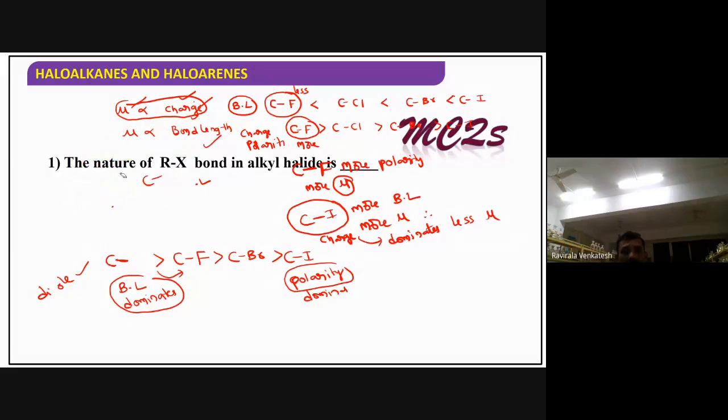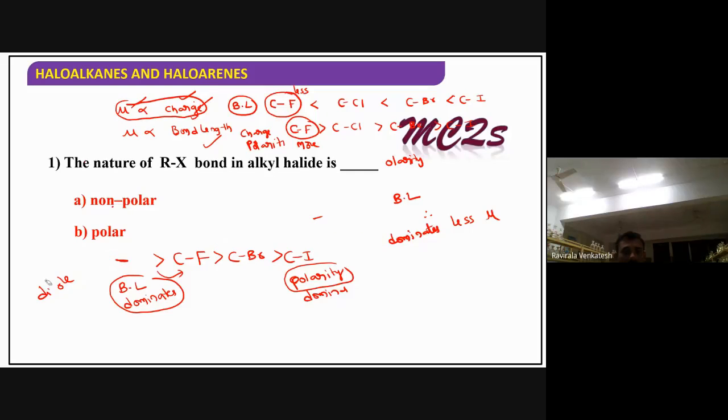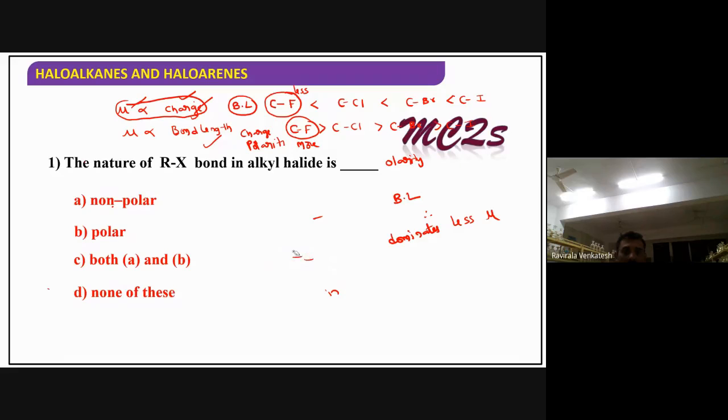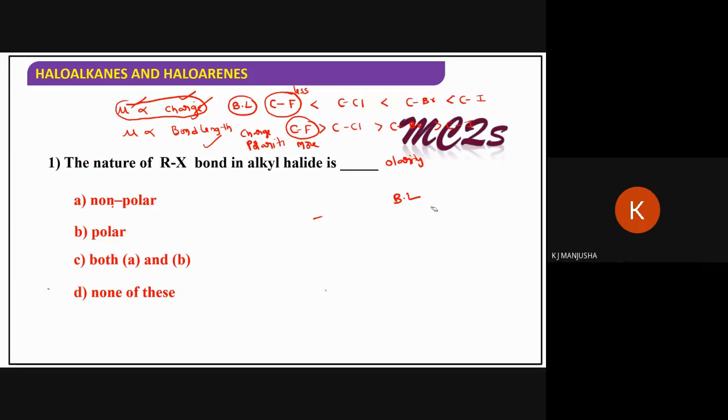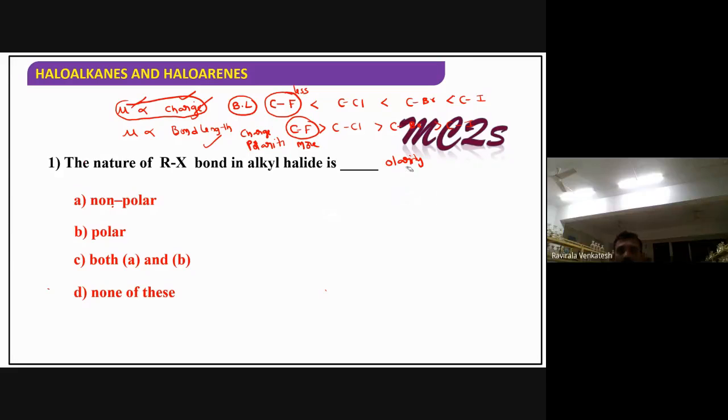Now, the nature of the R-X bond in alkyl halides: is it non-polar, polar, both A and B, or none of the above? The nature of R-X is polar. Remaining students are sleeping.